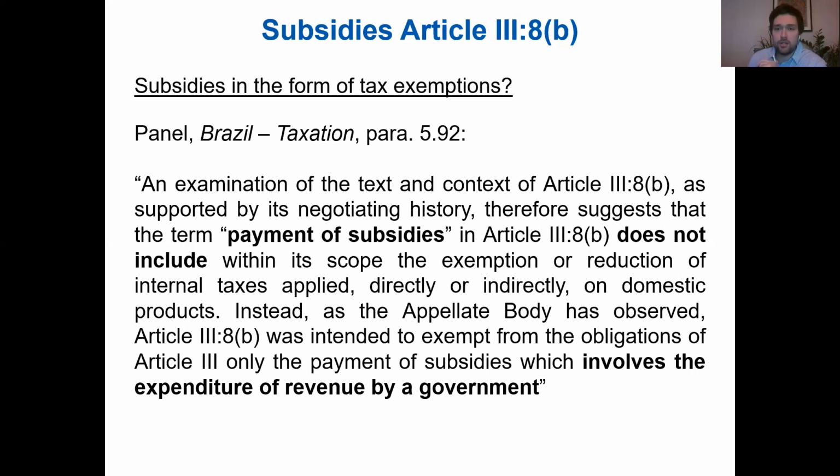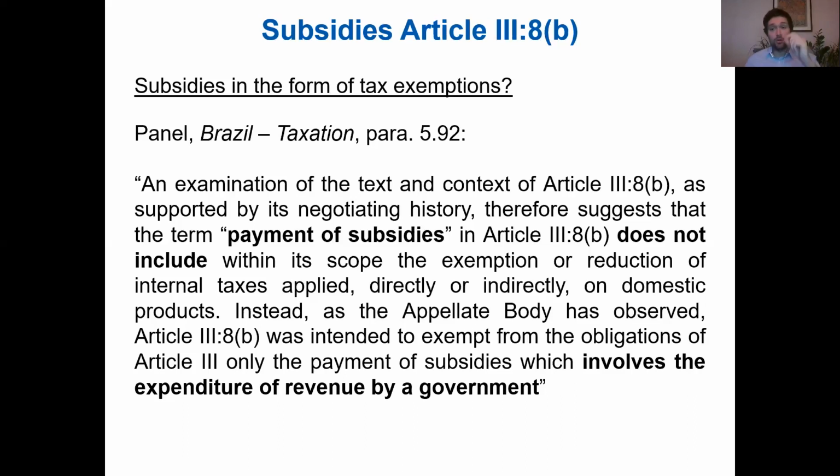It makes a huge difference as compared to provision of a subsidy, granting a subsidy. Payment of subsidies in Article 3.8b does not include within its scope the exemption or reduction of internal taxes applied directly or indirectly on domestic products. Instead, as the Appellate Body has observed, Article 3.8b was intended to exempt from the obligations of Article 3 only payment of subsidies which involves the expenditure of revenue by the government.